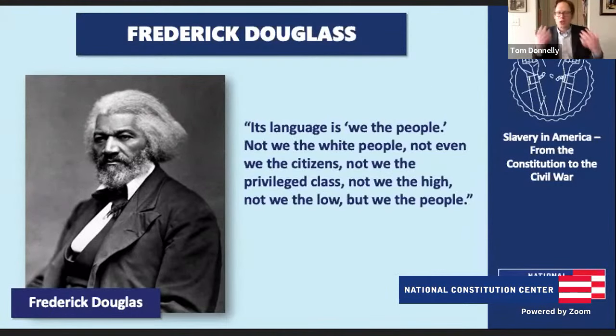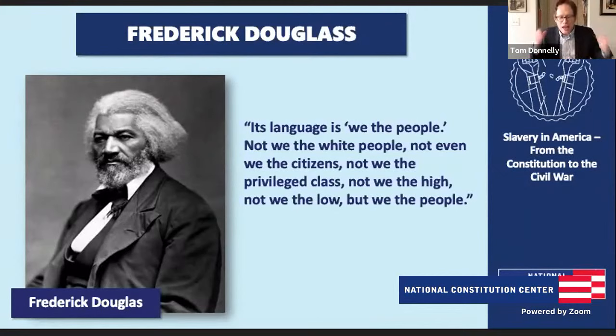And what he does is he looks at the text of the Constitution and he looks at various clauses and demonstrates how many of them point not in the direction of enslavement, but in the direction of liberty. And so a classic example would be something like the preamble, we the people. What does Douglass say there? He says, its language is we the people, not we the white people, not even we the citizens, not we the privileged class, not we the high, not we the low, but we the people.